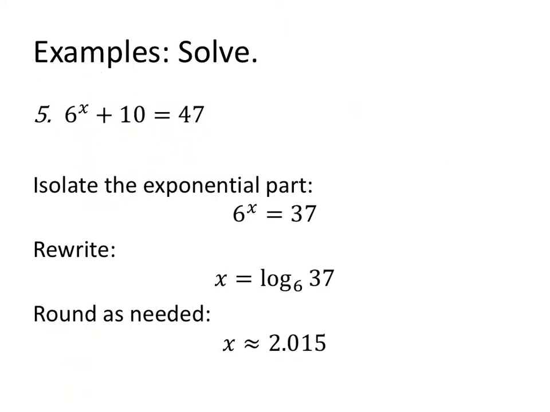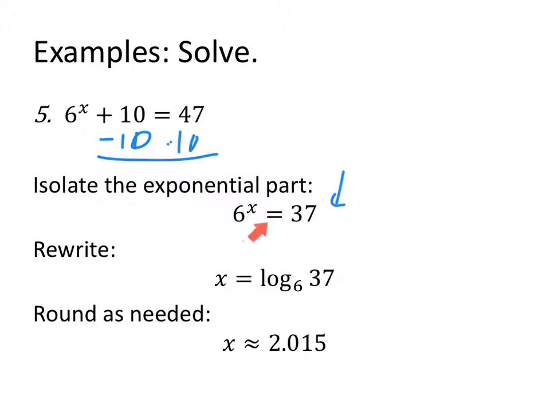If 6 to the x plus 10 equals 47, the first thing I'm going to do is isolate my exponential part. So I'm going to subtract 10 from both sides. Not 11, but 10. And when I subtract 10 from both sides, I'll end up with 6 to the x equals 37.